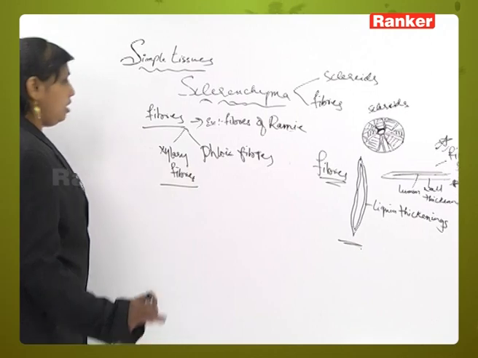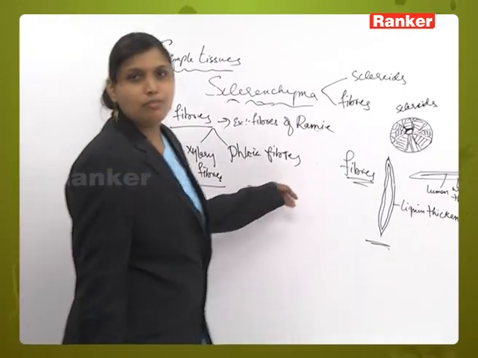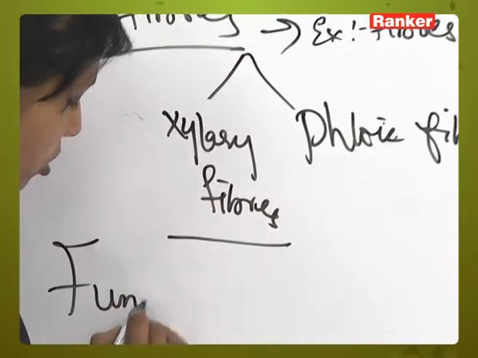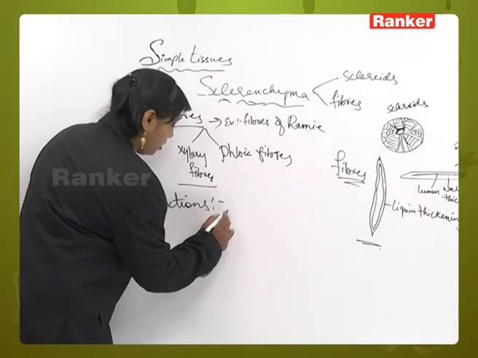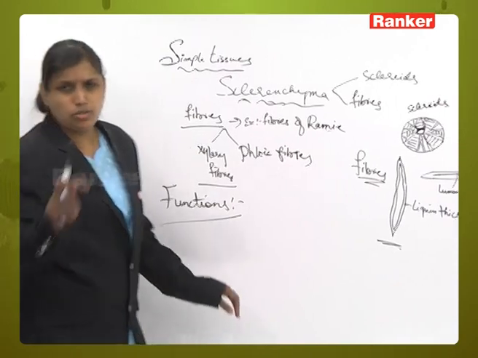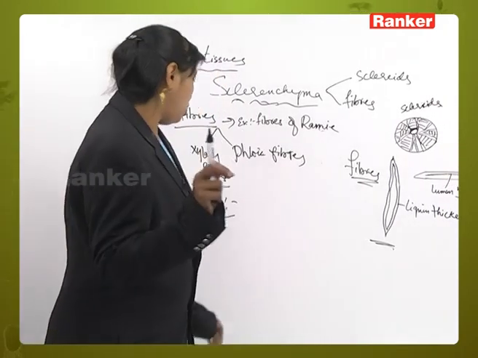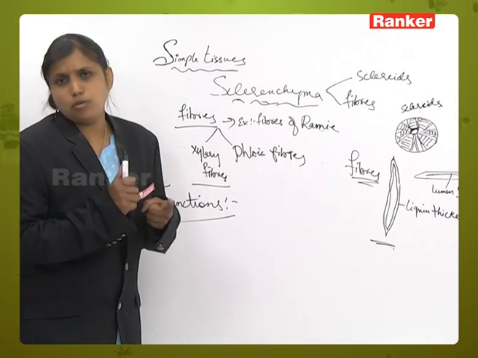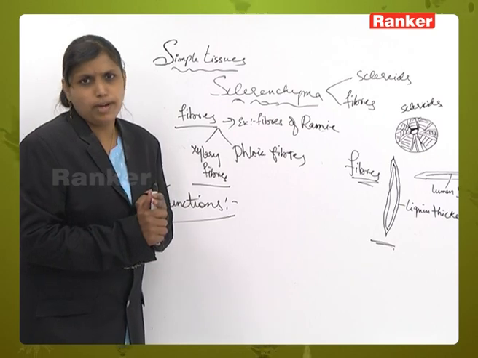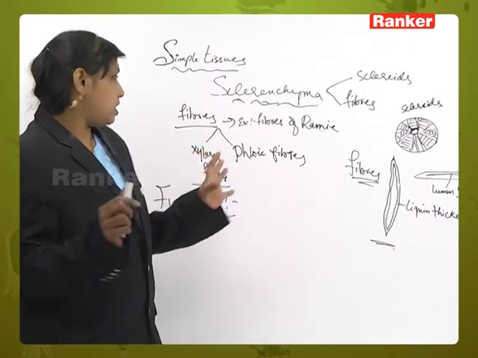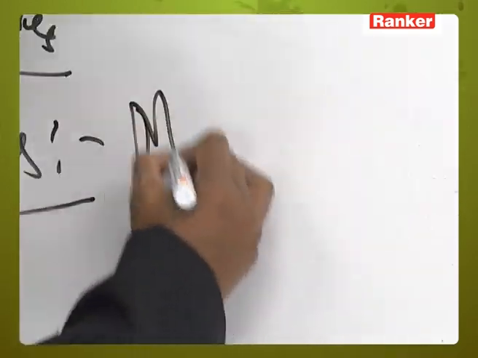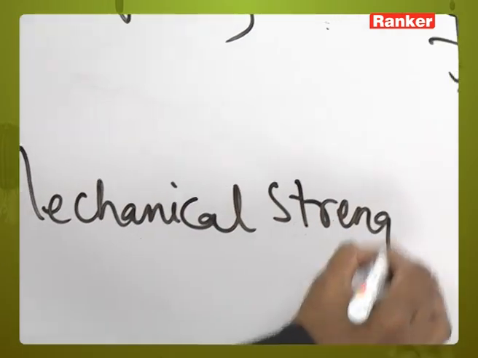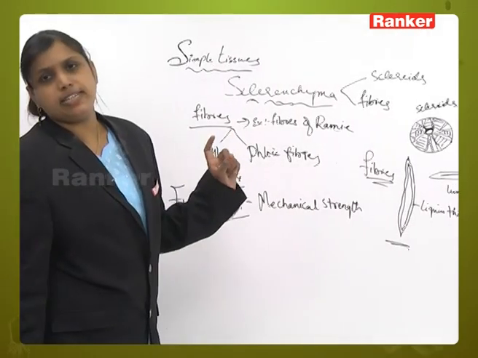Okay. Next we will come to the functions of Sclerenchyma. This was about the components of Sclerenchyma. There is only one major function of Sclerenchyma, that is it provides mechanical strength to the plant body. It provides rigidity to the plant body. The only function of Sclerenchyma is that it provides mechanical strength to the plant body.